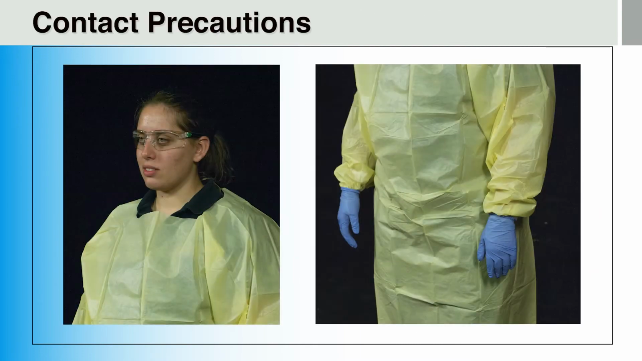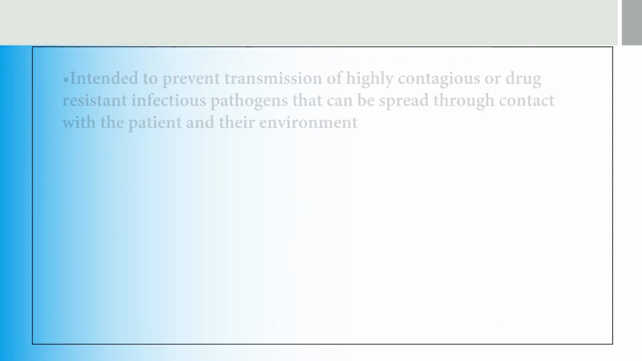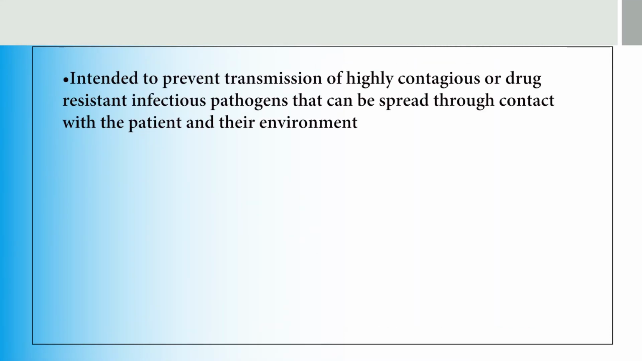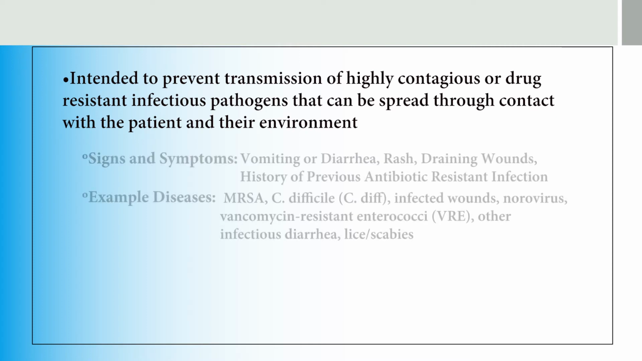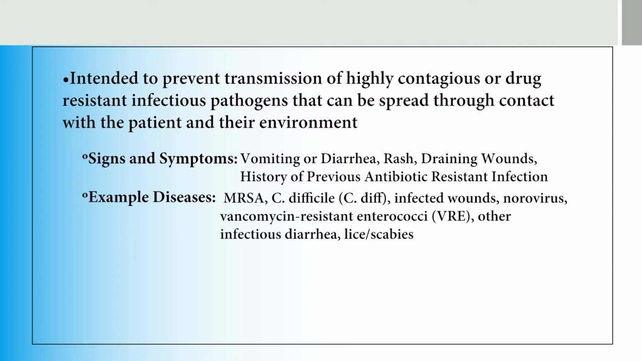Contact precautions are used for patients who are suspected of having a disease that spreads through the contact transmission mode. These precautions are intended to prevent the spread of highly contagious pathogens such as MRSA, C. diff, infected wounds, norovirus, vancomycin-resistant enterococci, or VRE, other infectious diarrhea, and lice or scabies.